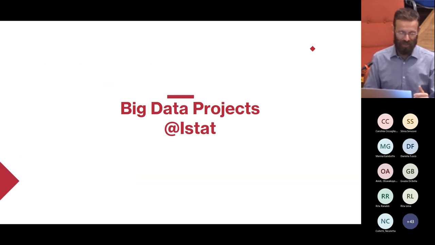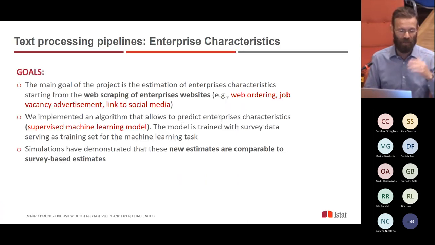So what about the projects? I have just a few minutes left. I will just go through them to give you an idea of the investment Istat is making in this direction. So we have text processing pipelines, for example, the enterprise characteristics project. We start scraping the websites of enterprises to grab some information: web ordering, job vacancy, links to social media.